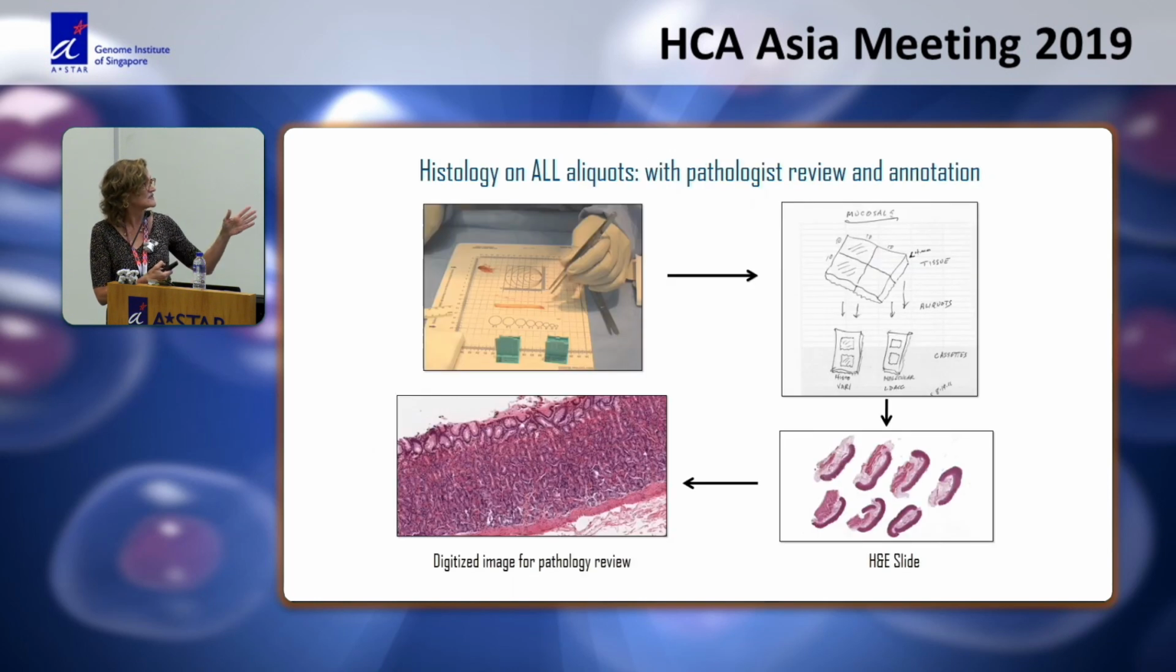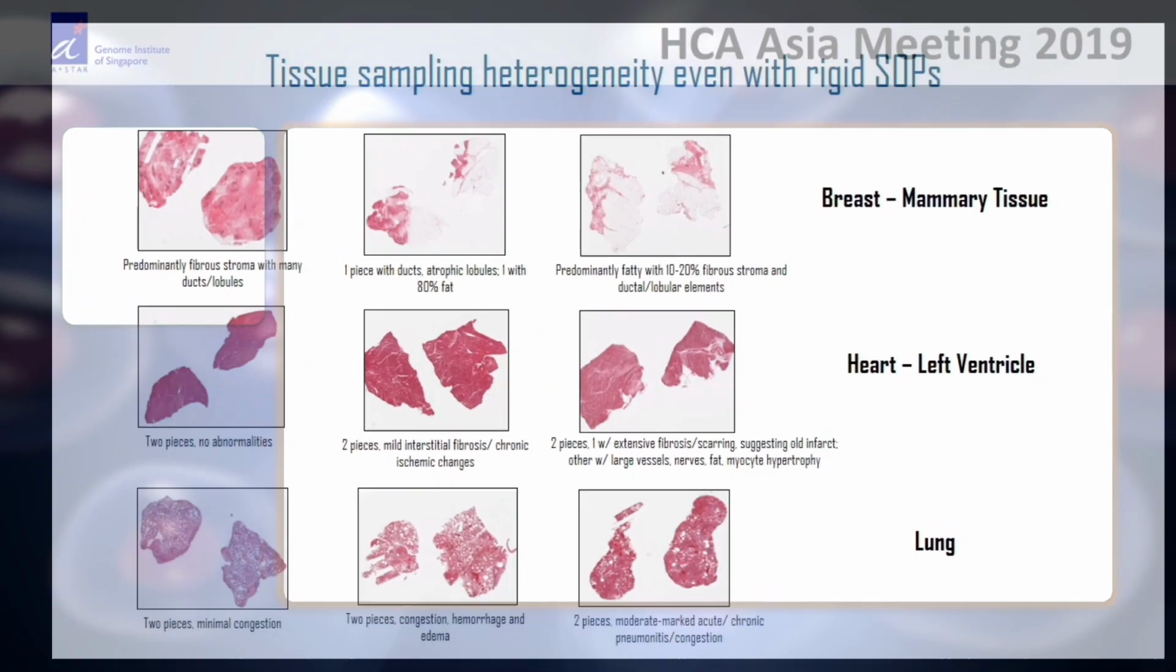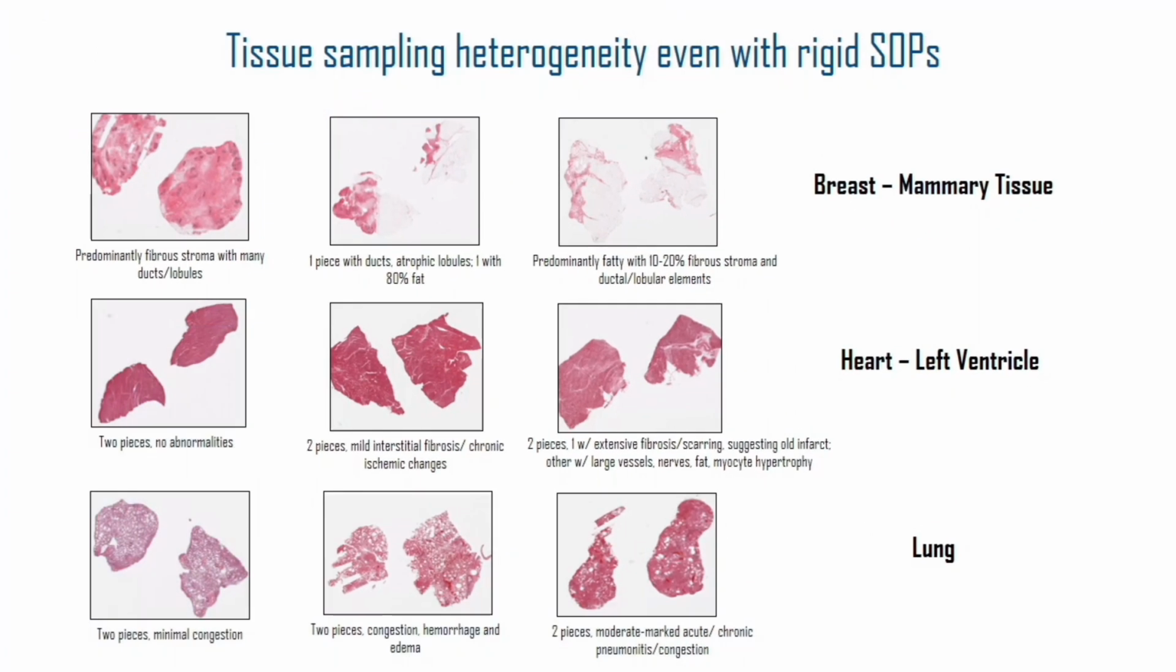And they're digitizing those and making those available, and if that's done in the HCA, in the DCP as well, it allows you to have multiple independent pathologists conduct review and see different things in these. So despite rigid SOPs, you still get tissue sampling heterogeneity, and that's shown here for 3 tissues: breast, heart, and lung. So you can see going from left to right, on the left are generally our better quality ones, and these are all the annotated pathology comments that the pathologists added to these samples.